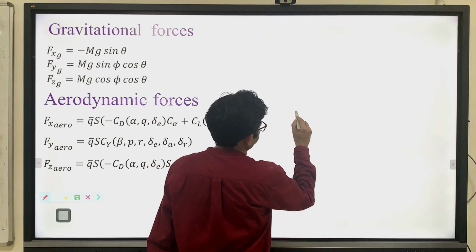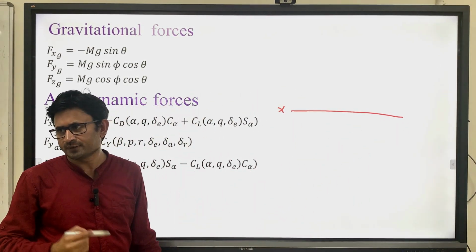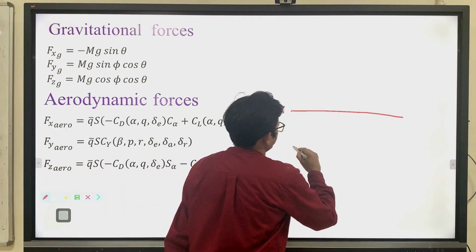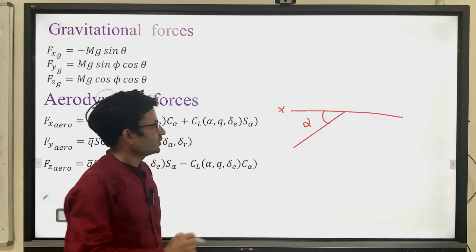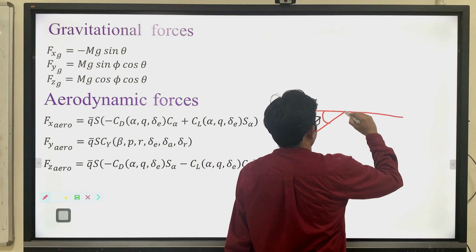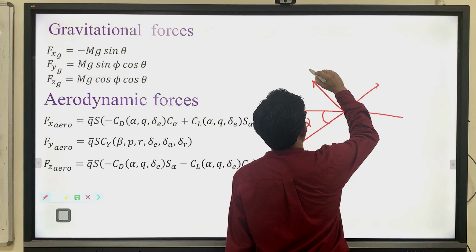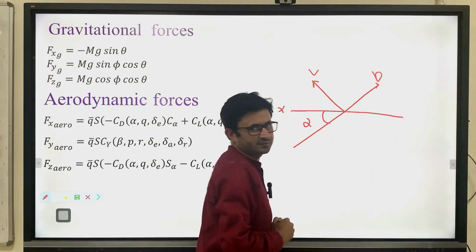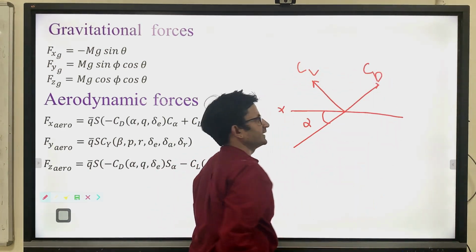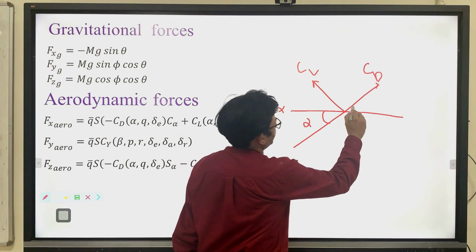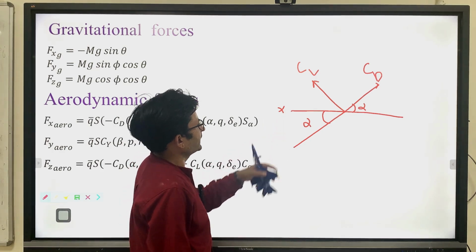For example, let's say this is your body axis. Now you take the free stream velocity. This is making angle alpha, right? So there will be the lift and there is a drag. If I nondimensionalize, I will put CL and CD. This is alpha, so this is also alpha. So I want to resolve my components in this direction.